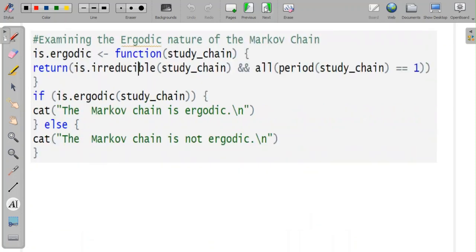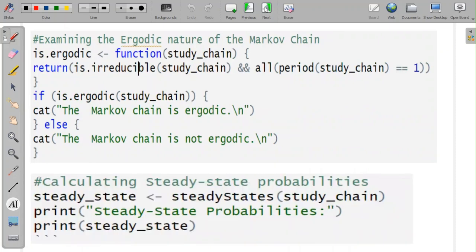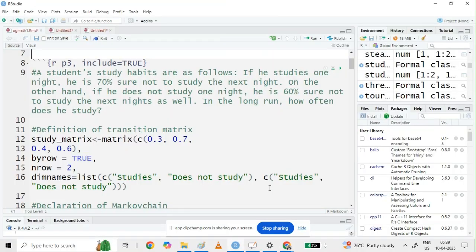And then we examine the ergodic nature because we need to calculate the steady state probabilities of this Markov chain. So we include the irreducible nature and the periods of every state in the Markov chain. And this is what we get. As a result, we find out that this Markov chain is in fact ergodic. And once we have determined that the Markov chain is ergodic, we calculate the steady state probabilities and print them. So now let's look at what happens when we run this code using RStudio.